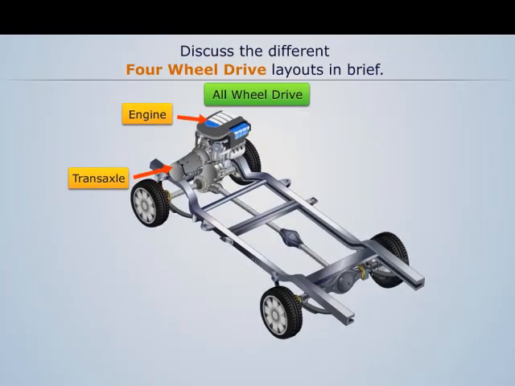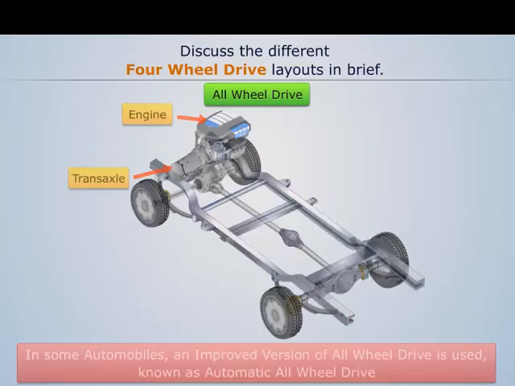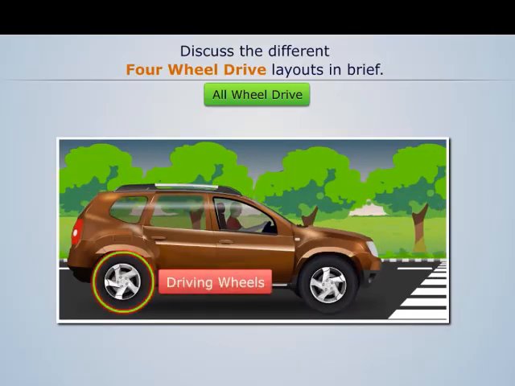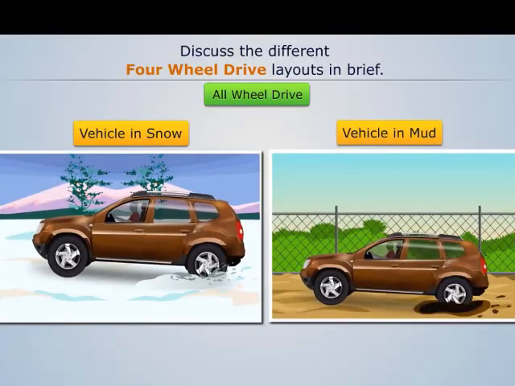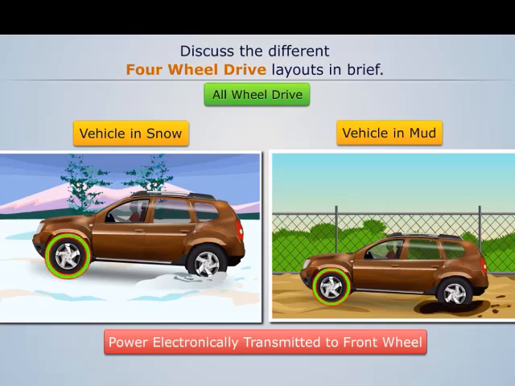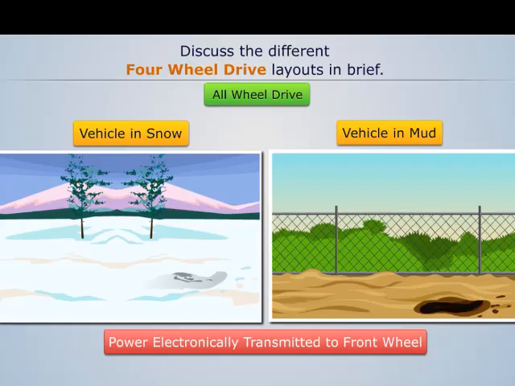In some automobiles, an improved version of all-wheel drive is used, known as automatic all-wheel drive. In such vehicles, under normal conditions, only the rear wheels act as the driving wheels. But if the rear wheels are not able to provide enough traction, such as if they are stuck on a slippery surface like snow or mud, then the power is electronically transmitted to the front wheels, which pull the vehicle out of the slippery surface.